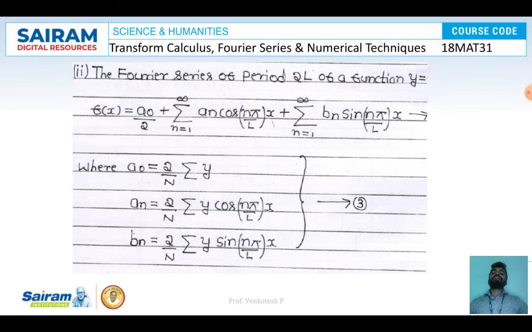The next case is the Fourier series of period 2l of a function y is equal to f of x. The formula is f of x is equal to a naught by 2 plus summation n from 1 to infinity a n cos n pi x by l plus summation n from 1 to infinity bn sin n pi x by l. To find a naught, the formula is 2 by n summation y, a n is equal to 2 by n summation y cos n pi x by l, and bn will be equal to 2 by n summation y sin n pi x by l.